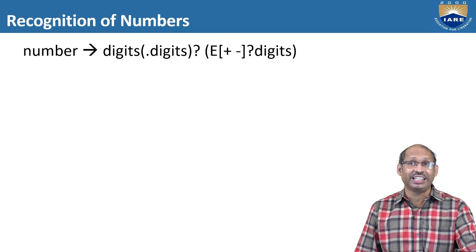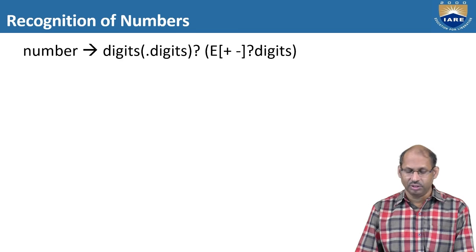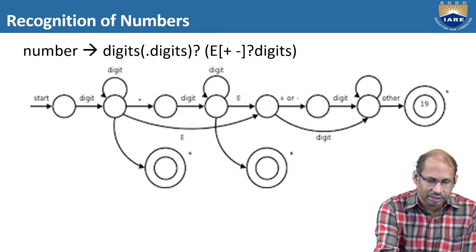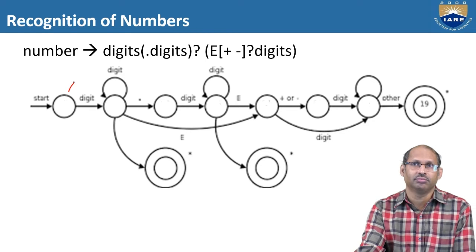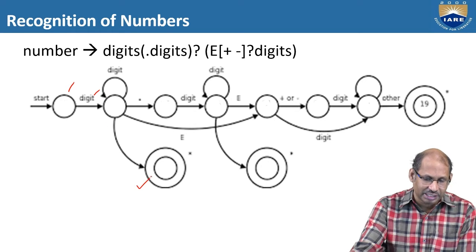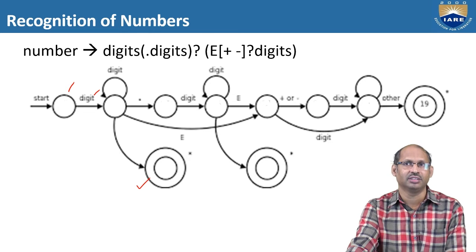Previously we have seen the regular expression for numbers. Now this is a transition diagram to recognize the regular expression for the number. We start with the initial state. It may accept a single digit and go to the final state, specifying that it is an acceptable number containing digits.